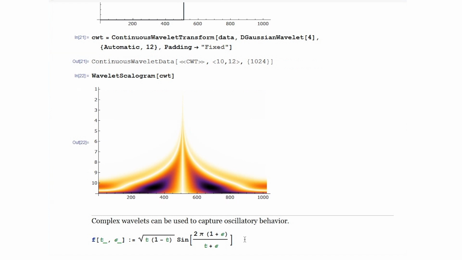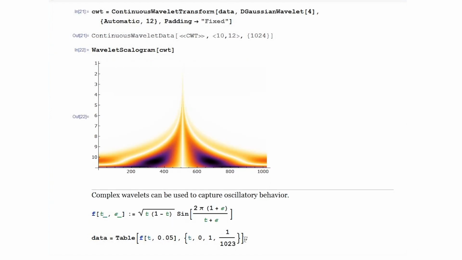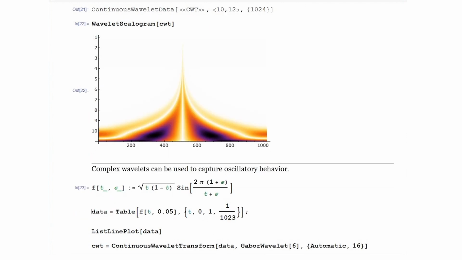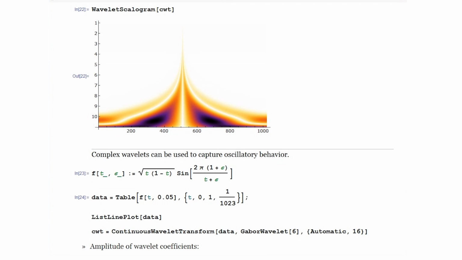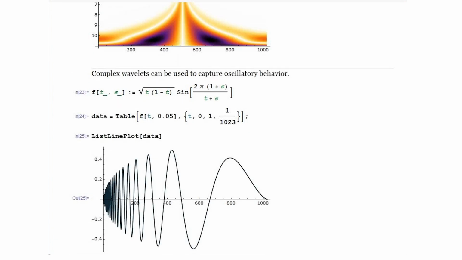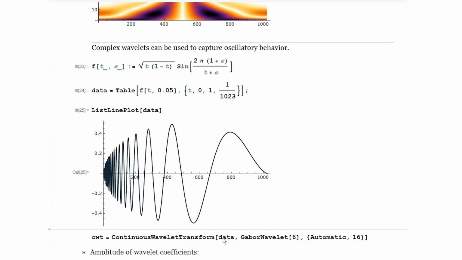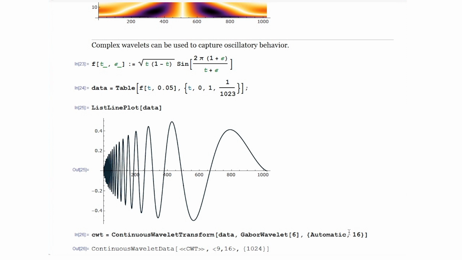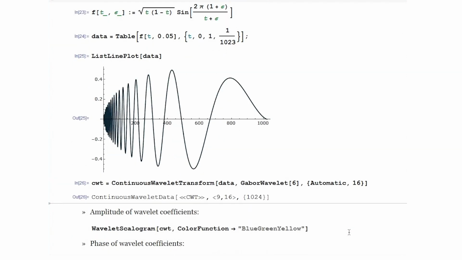You can make use of complex wavelets if you are interested in analyzing certain oscillatory behavior. In this case, I'm going to construct an oscillatory behavior that's also non-stationary in nature, and this is what the signal that I'm going to analyze looks like. When you perform a continuous wavelet transform on this signal, you get a closed form expression from which you can extract out several pieces of information.